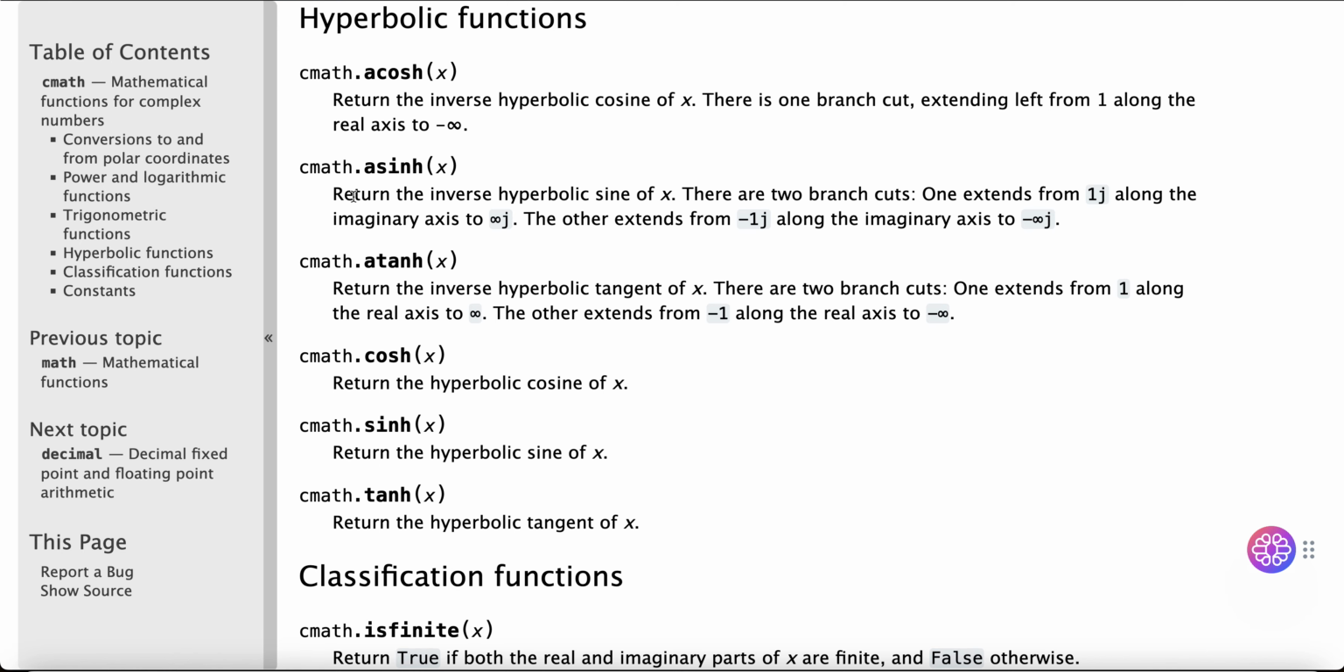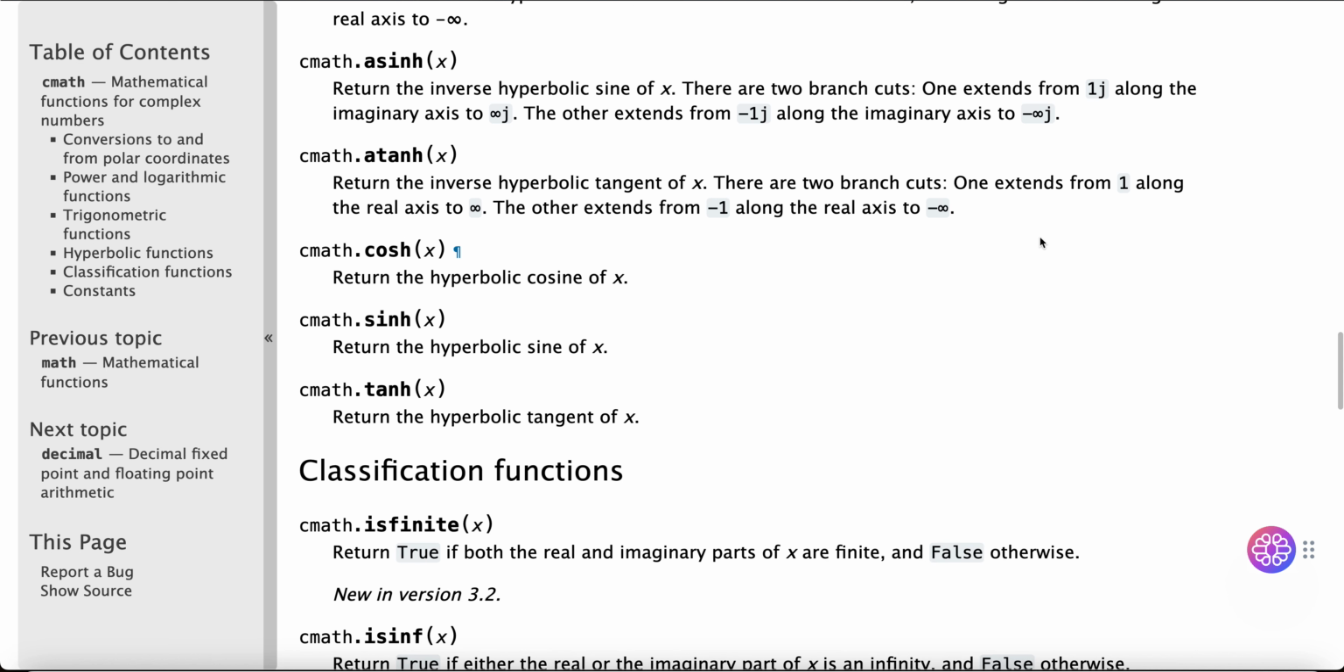cmath.asinh(x) returns the inverse hyperbolic sine of x. There are two branch cuts. One extends from 1j along the imaginary axis to infinity j. The other extends from minus 1j along the imaginary axis to minus infinity j.